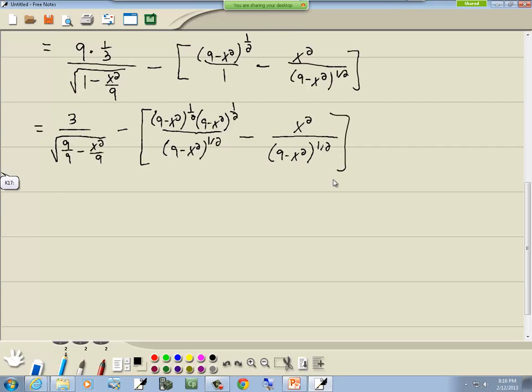So we'll have 9 minus x squared to the 1/2 times 9 minus x squared to the 1/2. Now over here, this is going to be 3 over, and I will put this as a single fraction. So we're going to have square root of 9 minus x squared over 9 minus 9 minus x squared to the 1/2 times 9 minus x squared to the 1/2. Since these are the same, you're going to add the exponents. 1/2 plus 1/2 gives you 1. So this is going to be 9 minus x squared. And since they already have the same denominators, I'll merge these together. So minus x squared over 9 minus x squared to the 1/2.